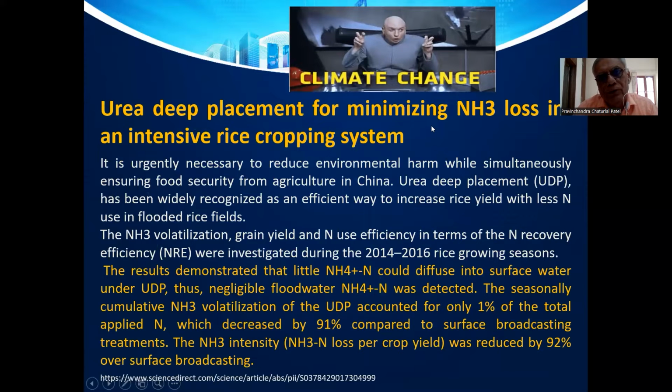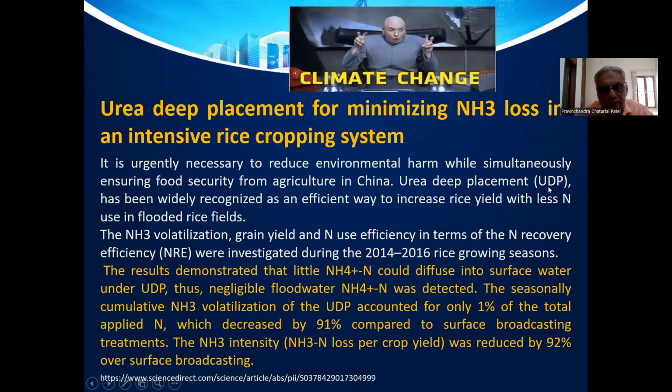So, urea replacement for minimizing ammonia loss in an intensive rice cropping system. You can see here there is a problem of global warming, and there is a need for mitigation of climate change by adopting different agrotechnics. So it is urgently necessary to reduce environment harm while simultaneously ensuring food security from agriculture in China.